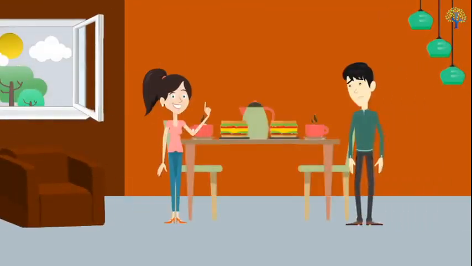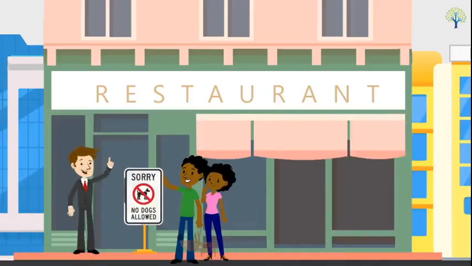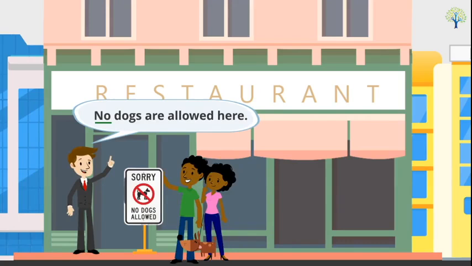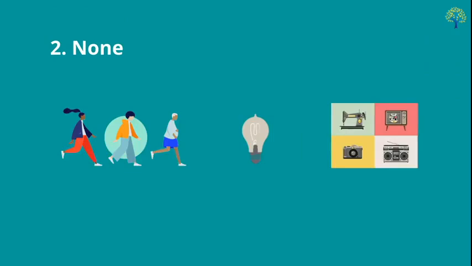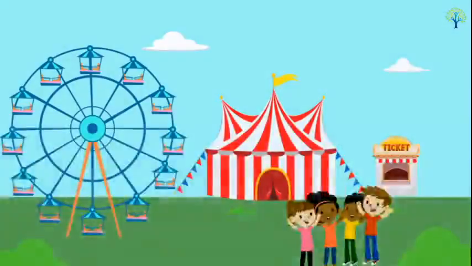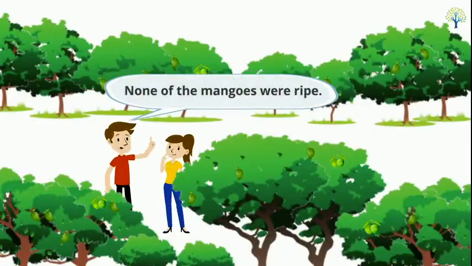For example, there's no butter left. Or, no dogs are allowed here. None is used for people, ideas, and things. For example, none of the children cried on the ride. Or, none of the mangoes were ripe.